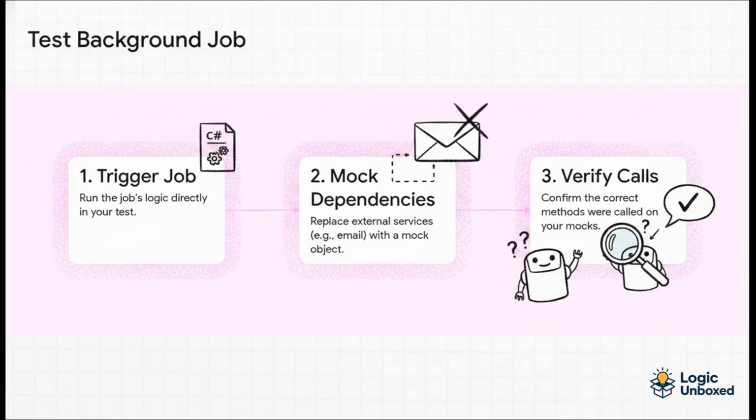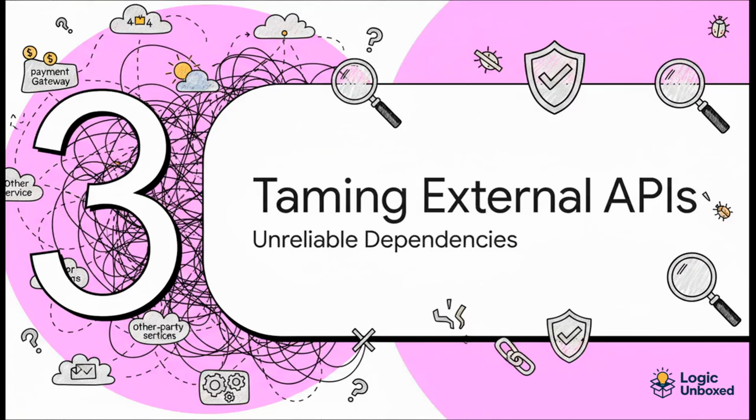And the process is actually a pretty simple three-step. First, you just trigger the job's logic directly in your test. Second, you replace any external services, like that email client, with a mock object, a fake version. And then, step 3, this is the magic part. You use a method called Verify to just ask that mock object, hey, was the send email method called with the right user data? This proves the job worked without ever having to send a real email. It's brilliant.